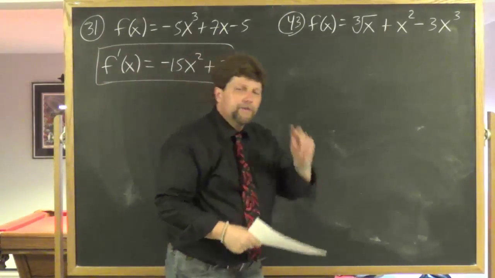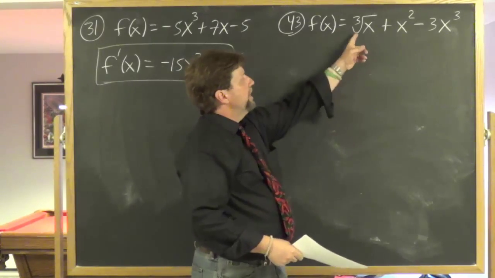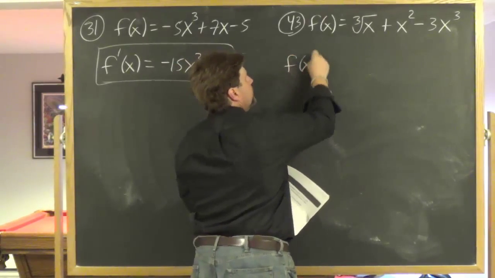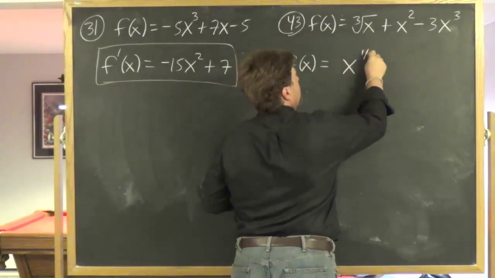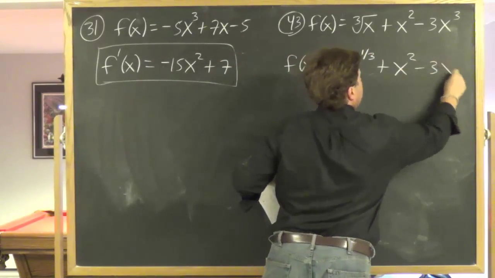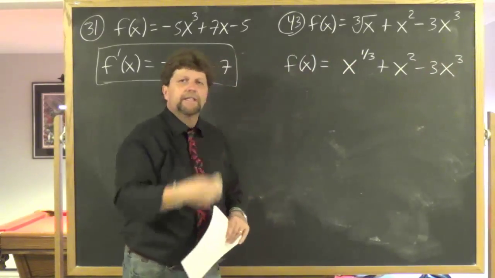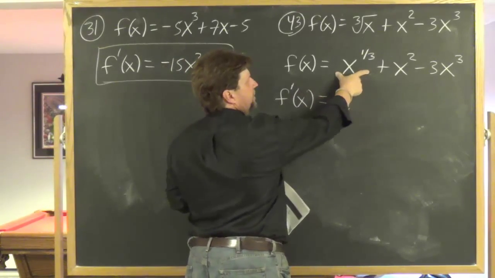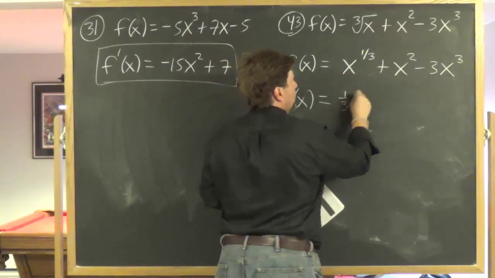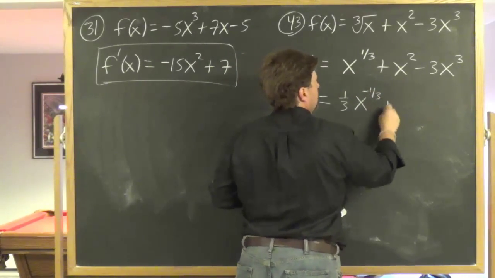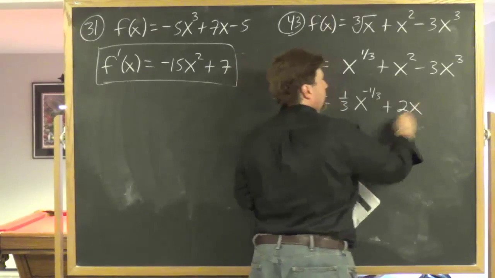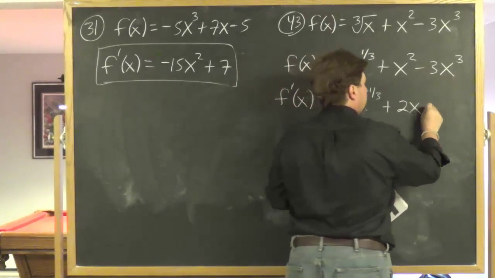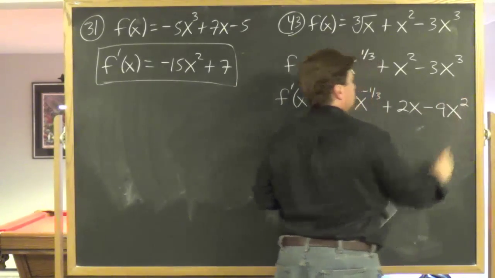Number 43 requires just a little bit of algebra to get started, so we can differentiate that pesky cube root of x. But folks, it's not that bad. You just rewrite cube root of x as x to the 1/3 power. And that little bit of algebra is going to make the calculus easy for us. So we get the derivative by taking the derivative of the first term. Well, that's a 1/3 x to the negative 1/3, plus the derivative of the second term is 2x, and then the derivative of the third term, using the constant multiple rule, we get minus 9x squared.